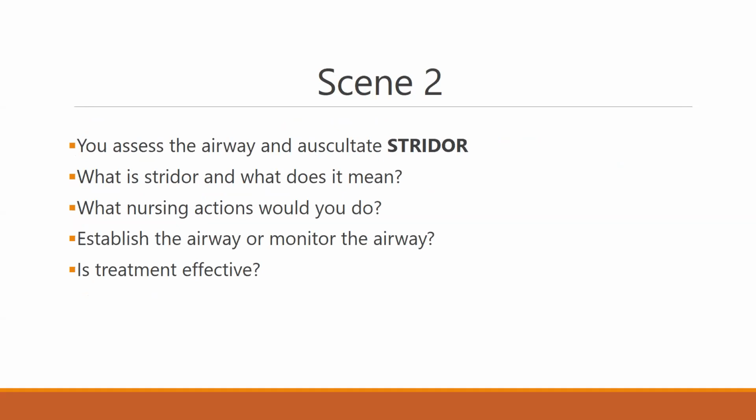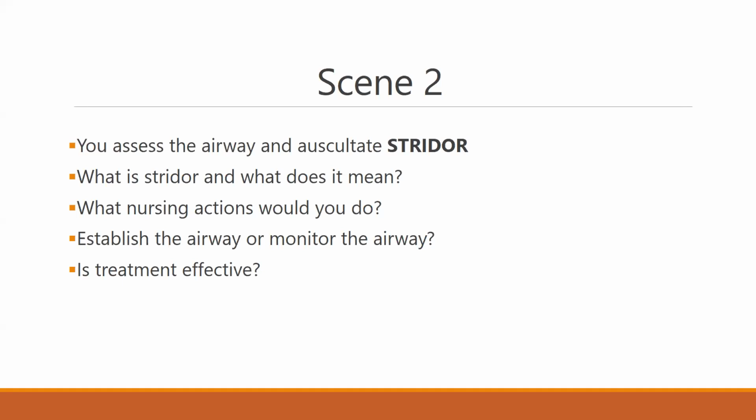So we stick around for a little bit because I'm not crazy busy. Been doing charge all day. And we assess their airway and we listen to their lungs and we hear wheezing and we hear stridor. You ever heard stridor? It's a high-pitched wheeze or a high-pitched sound in the upper airway. And so you're listening to that, but what does that mean? What does that tell me? Is my patient moving air throughout their lungs if they have stridor? What nursing actions am I going to do?